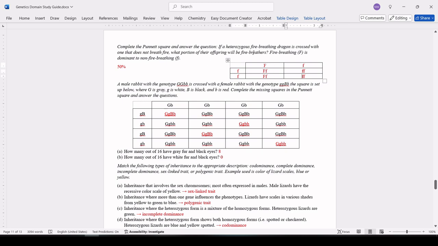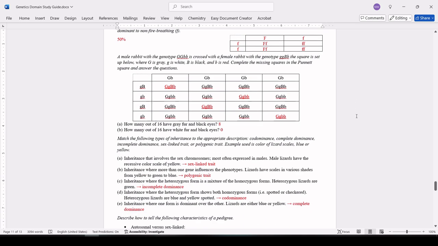And so in this case, it wants to know how many will be fire breathers, so that's at least a big capital because it's dominant, and that's 50%. This is known as a monohybrid cross because it's 1 trait. A dihybrid cross is much more complicated. It's 2 traits, and so you can see the box is bigger.